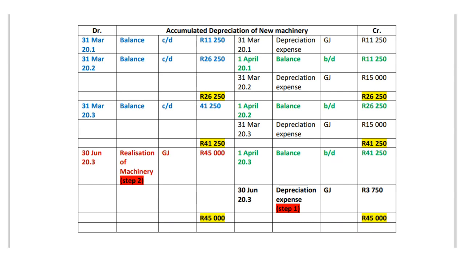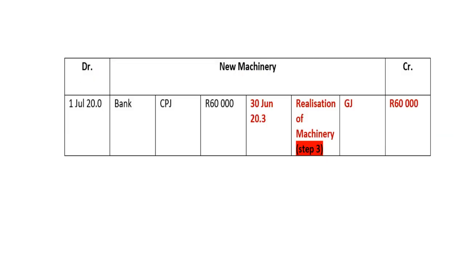But they told you here that on 30 June 20.3, the machinery was sold. So I want us to go back now so that I will show you that you are no longer having the balance carried down on the debit side, but we are having what? A realization of machinery. How much is it? 45,000. Why are we saying now your accumulated depreciation is debited by realization of machinery? It's because of this requirement.